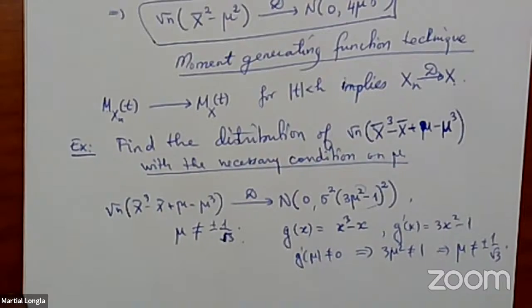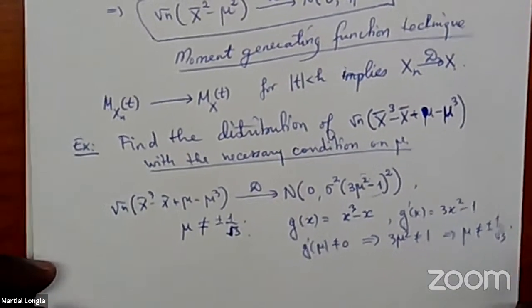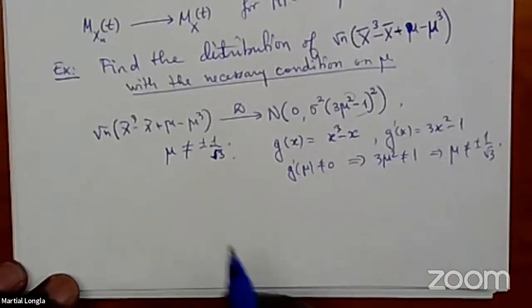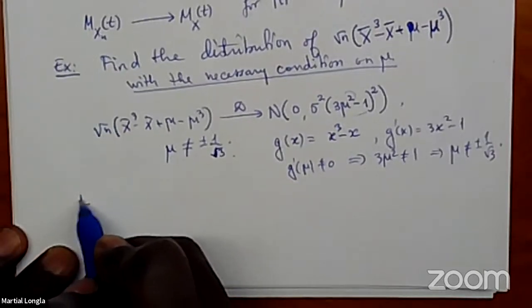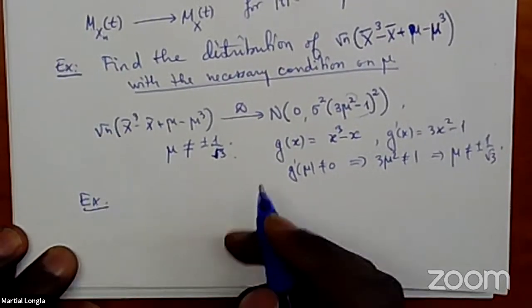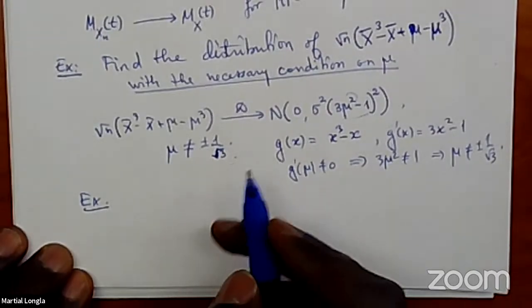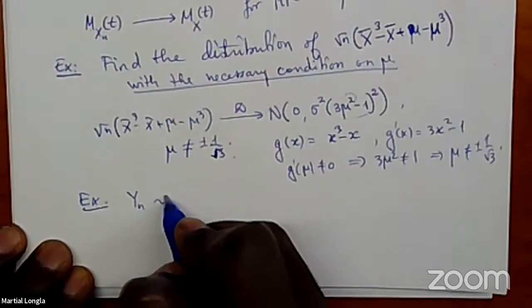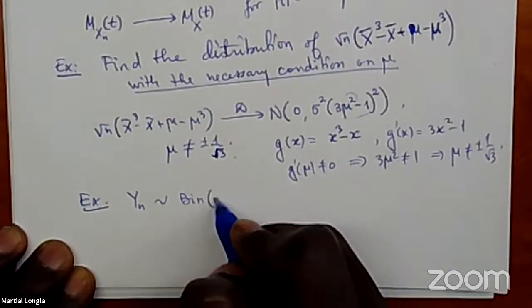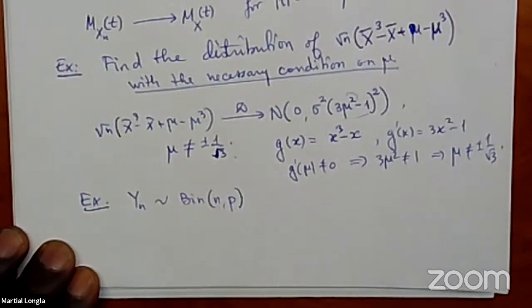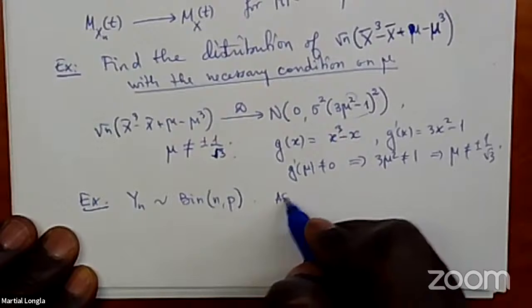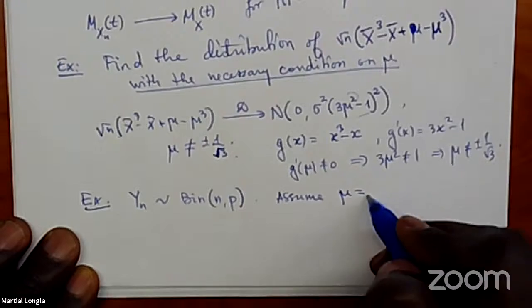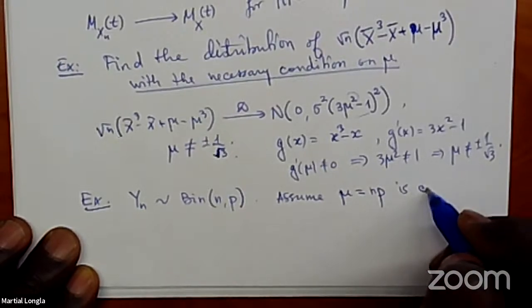All right. Okay, example. Let's say we have yn following again a binomial n, p, and assume that mu equals n times p is constant.